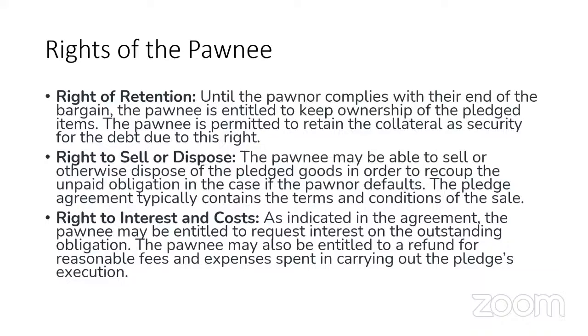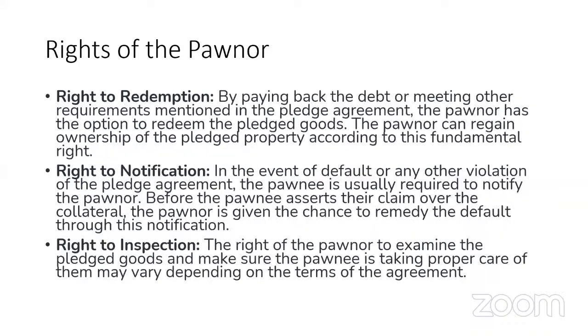If there are any unpaid obligations, then the pawnee can also sell the asset. The pawnee also has the right to sell the asset. And whatever interest or costs the pawnee had to incur for carrying out the pledge's execution, the pawnee also has the right to recover those interests and costs. So these are some of the rights of the pawner and rights of the pawnee.